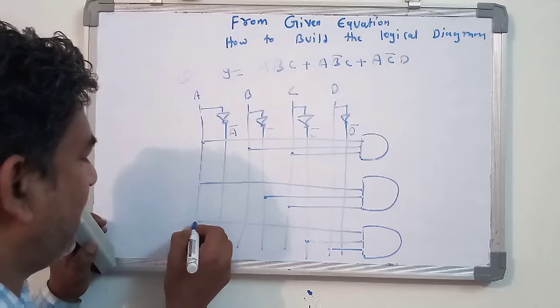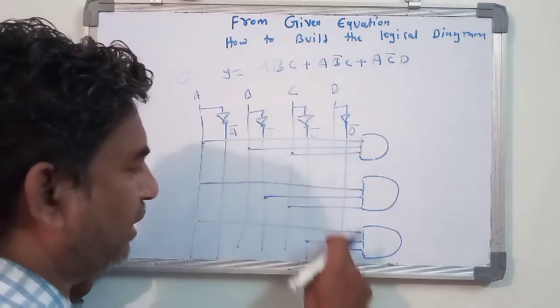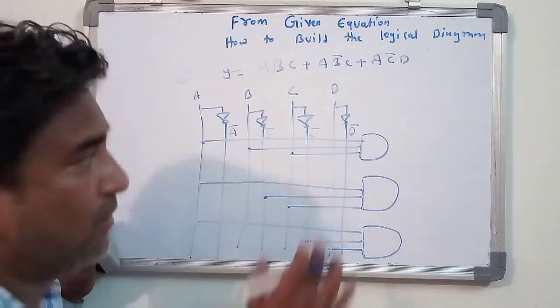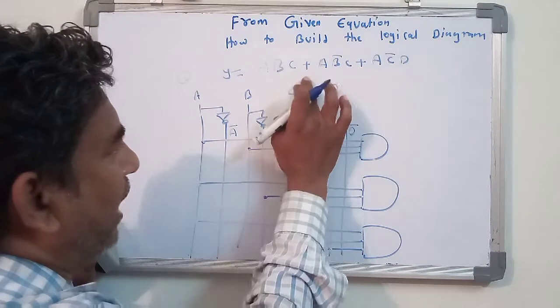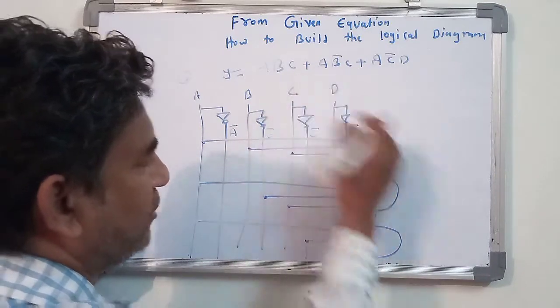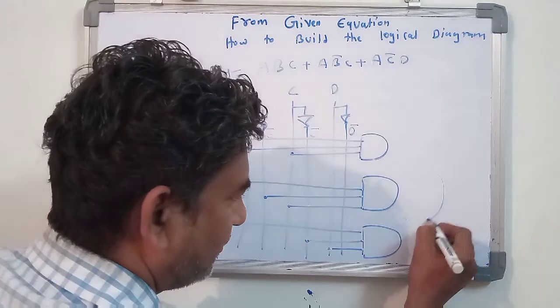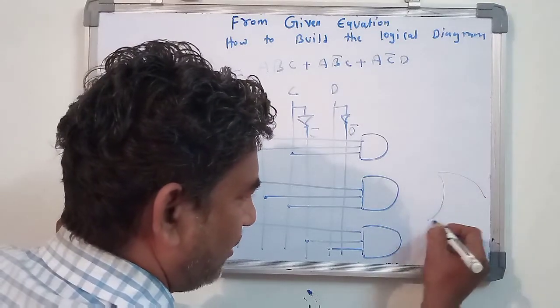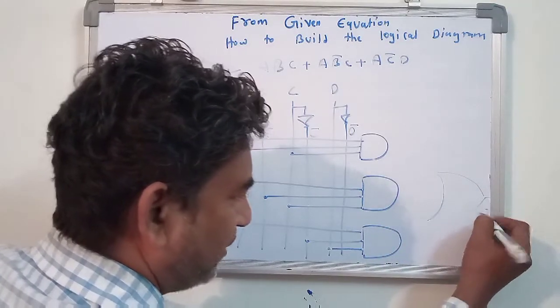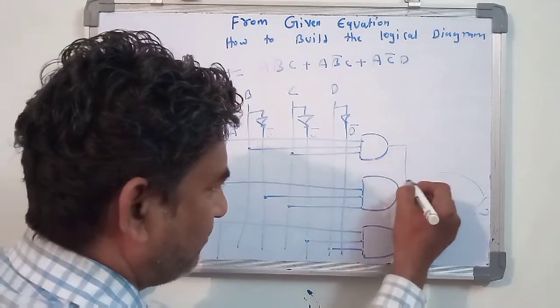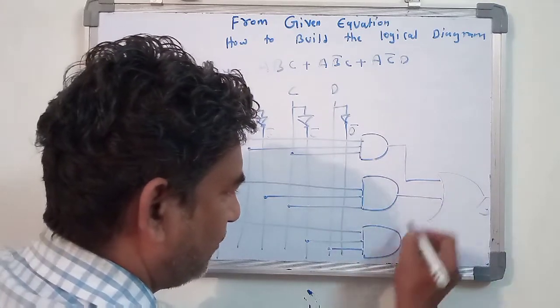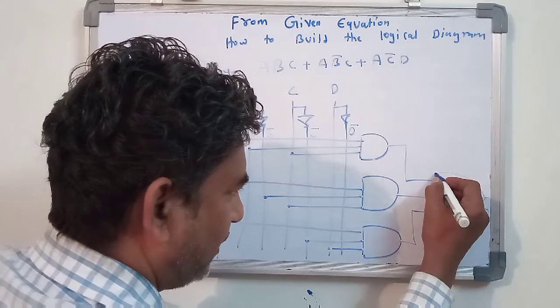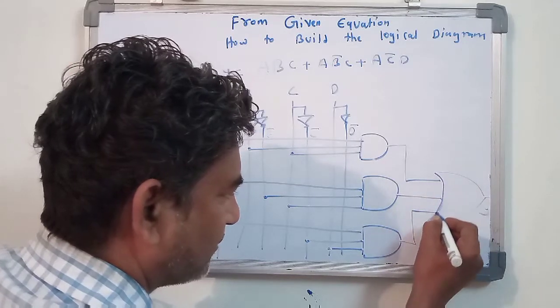Okay, so here the input part is over. Now this part comes: as it has a plus and a plus, only one gate is needed, this is the OR gate, and here you will obtain the Y. So this output is connected to the input, this output, and this output are connected to the inputs of the OR gate like this.